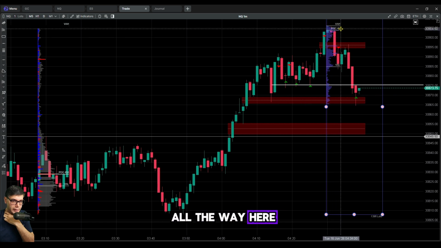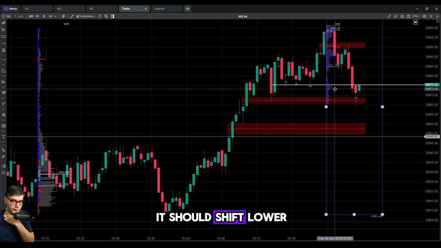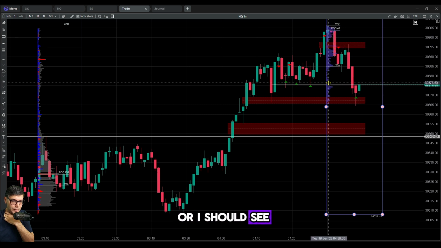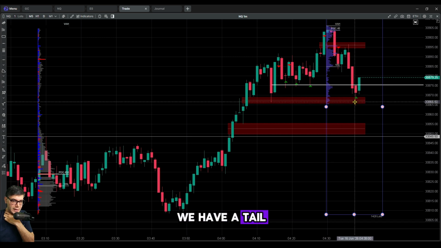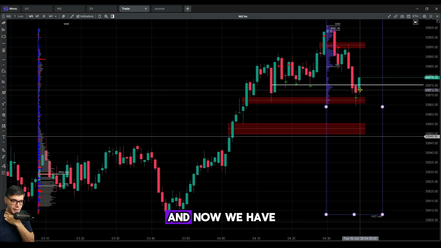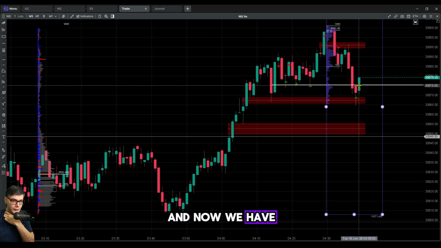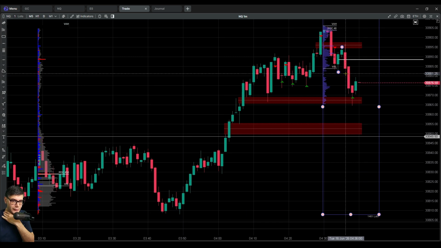volume all the way here. The point of control is still at the highs for the contracts. It should shift lower, or I should see more volume coming here. We have a tail. That tail says to us, yes, we have passive buyers, and now we have a ton of orders coming into the market. That's aggression. Fair value gap in here.